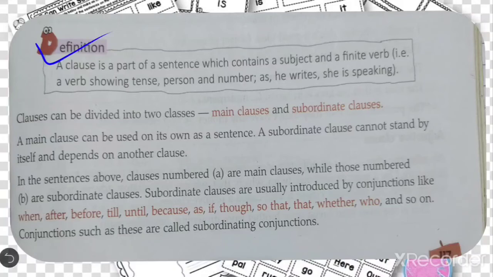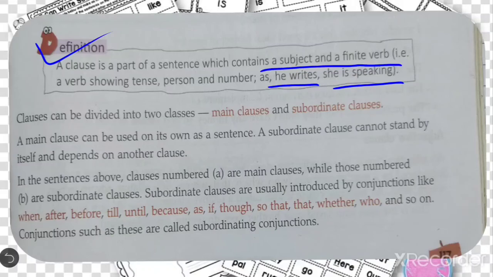A clause is a part of a sentence which contains a subject and a finite verb, that is, a verb showing tense, person, and number. As he writes, he is speaking. So here, a clause means something which has a subject and a finite verb, meaning the verb which is showing tense or person or number. So it's known as a clause.